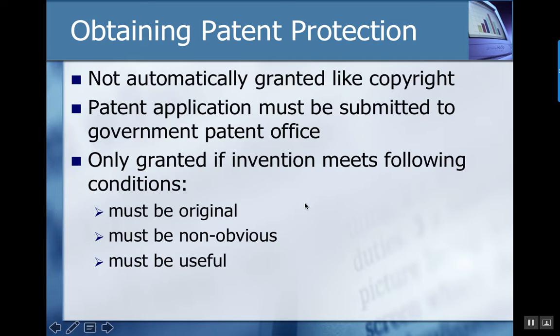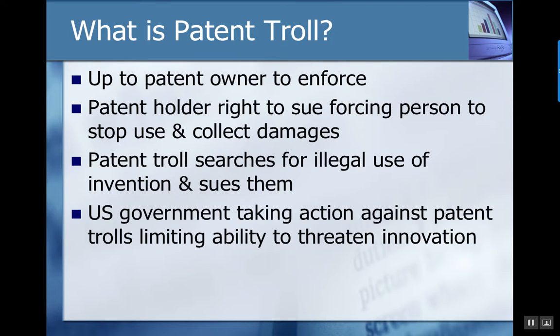All right. Number one, it must be original. Number two, it must be non-obvious. And three, it must be useful. All right. So the invention in question has to be granted these three characteristics.